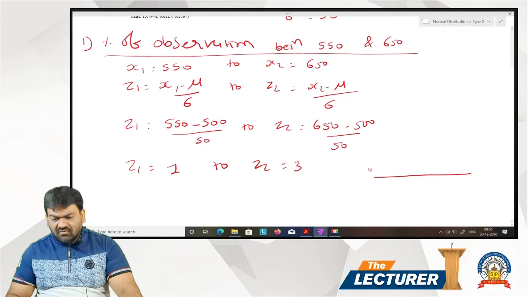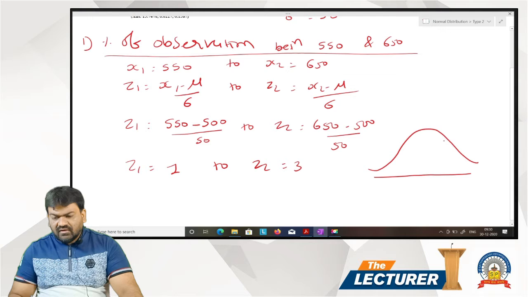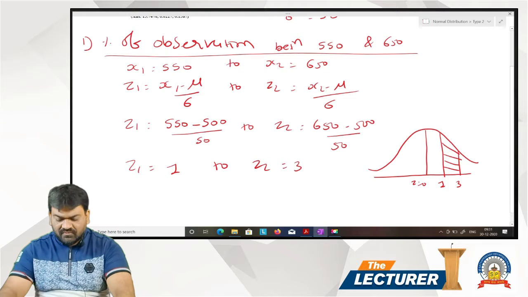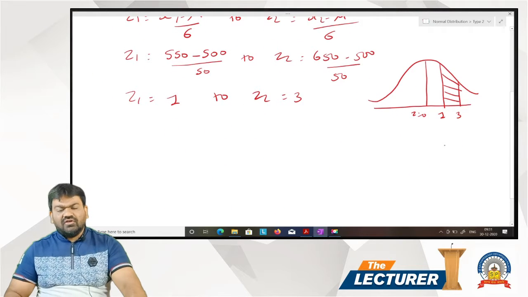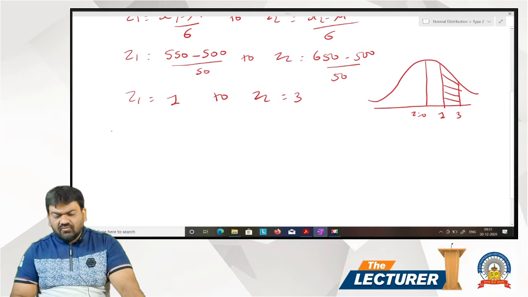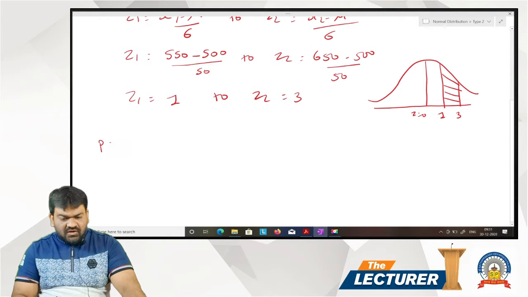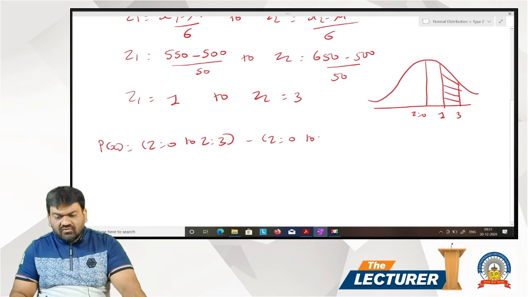Now the area under the normal curve. In the exact middle, z is equal to 0. Z is equal to 1 is plus, so it is on the right hand side, and z2 is equal to 3, plus, so on the right hand side of 1. We have to find the area between 1 and 3. So first of all we have to find out between 0 to 3, and from that we will subtract between 0 to 1. So P of x is equal to z is equal to 0 to z is equal to 3 minus z is equal to 0 to z is equal to 1.